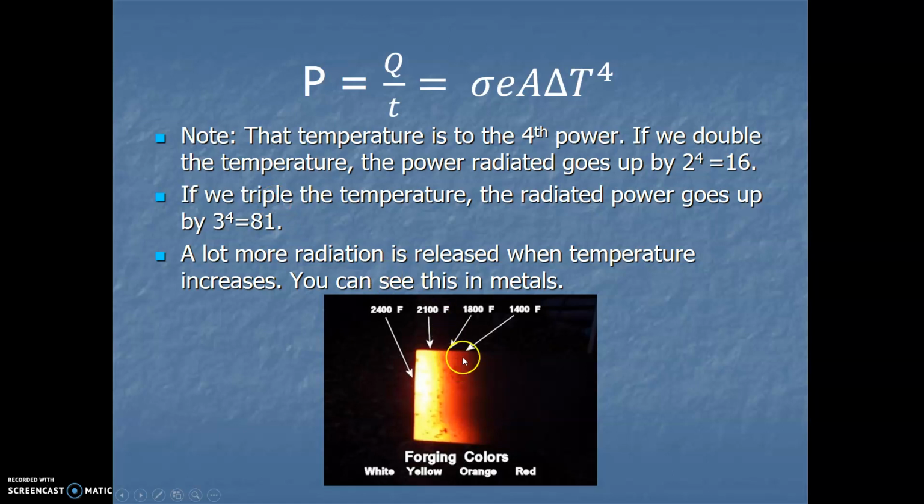You can see this as a piece of metal glowing at different temperatures. It can get up to 2,400 degrees. It's glowing quite white compared to these lower temperatures.